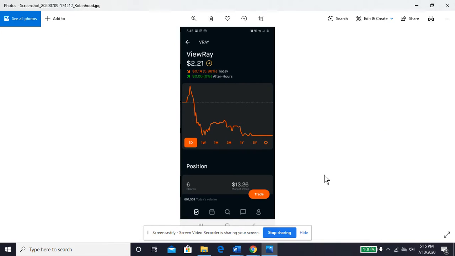All right, so I was asked how do I go about making the decision to buy a stock, and so I'm going to show you some screenshots from some research that I was doing through the Robinhood app.